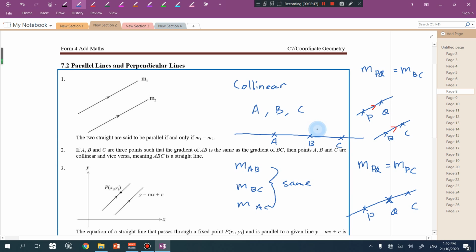Collinear means that they have the same gradient, but when they have the same gradient, it doesn't mean that they must be collinear. It can be collinear, it can be not collinear. So if they have a common point like this, PQ and PC, and they have the same gradient, then we can make a conclusion: they are collinear. You will learn more about this in the chapter on vectors.